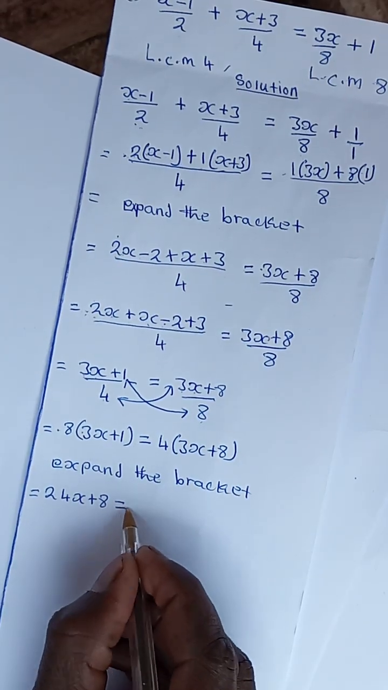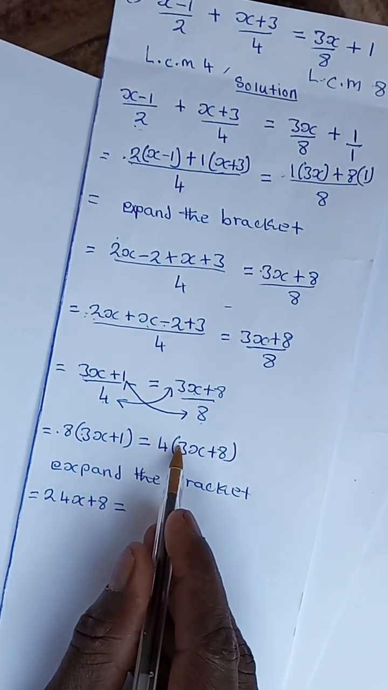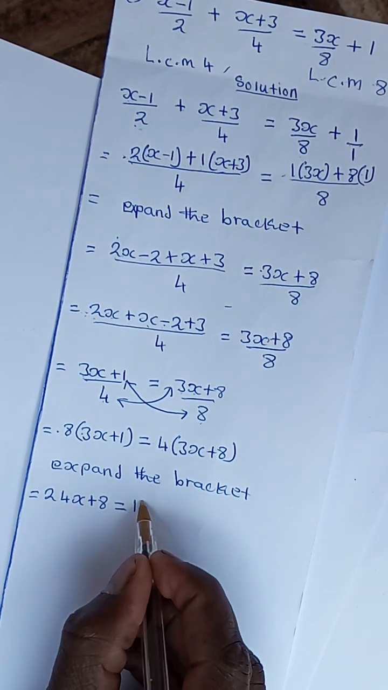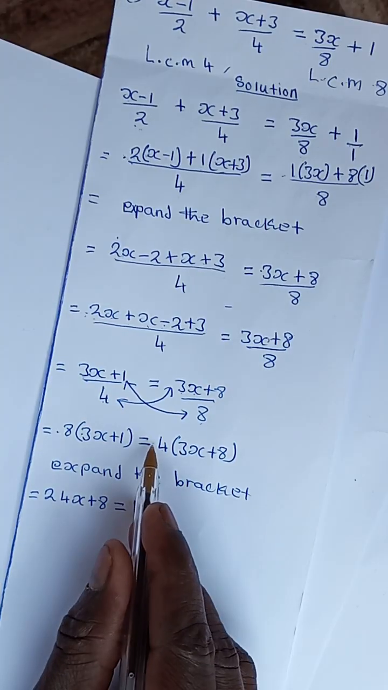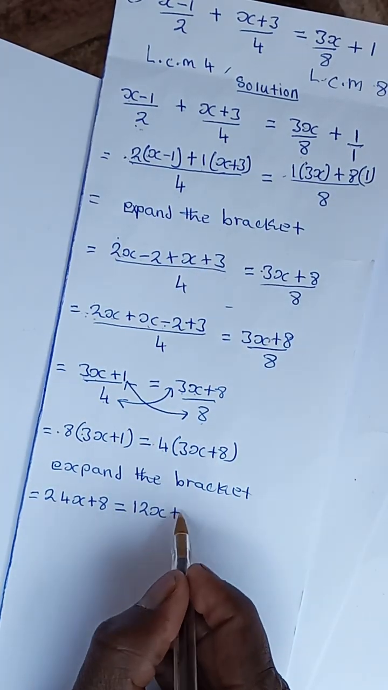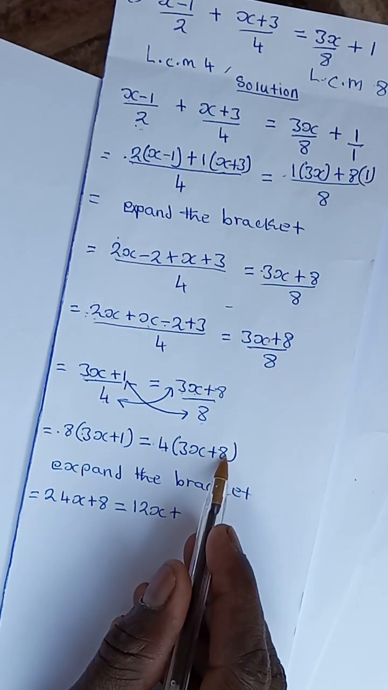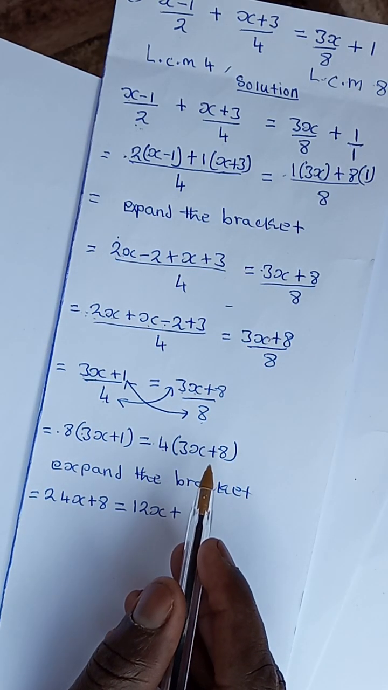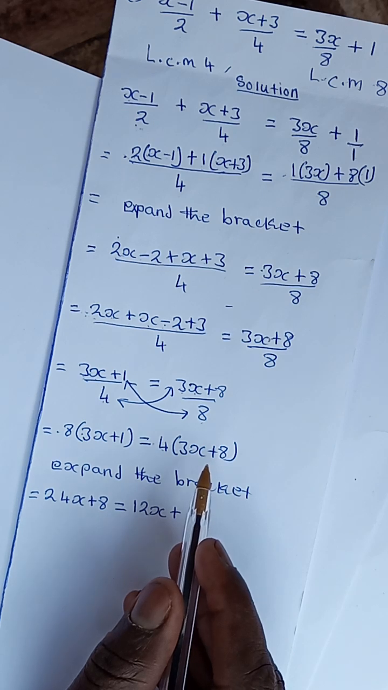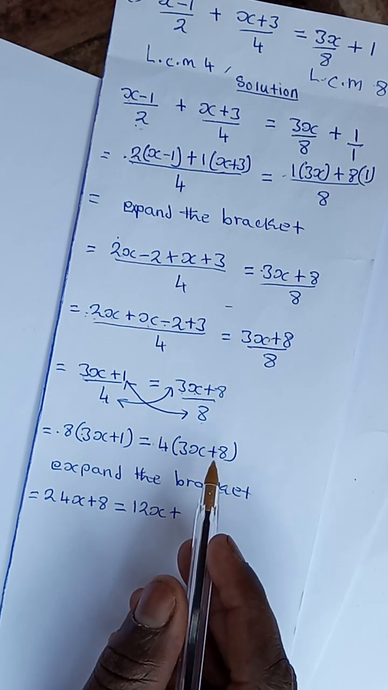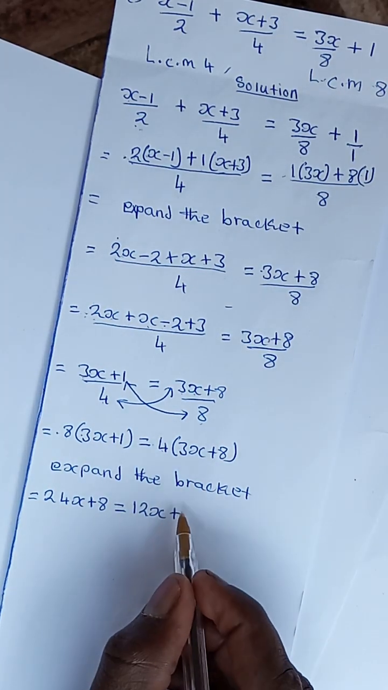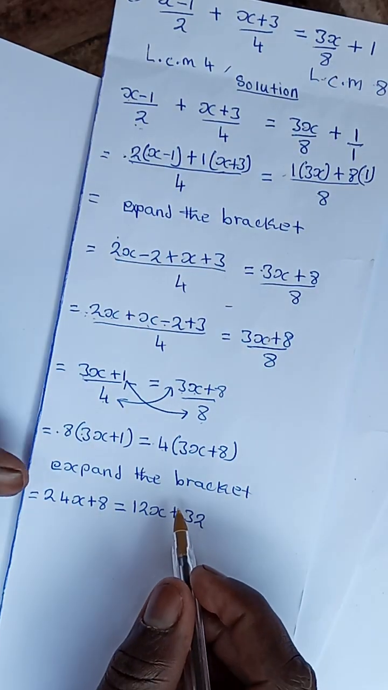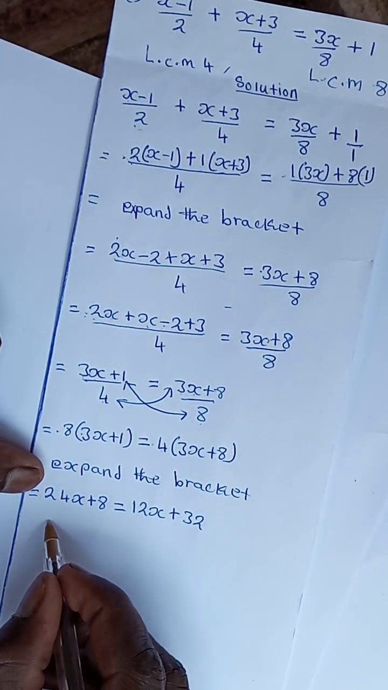Equals to sign. Plus times plus is plus. 4 times 3x, we are going to have 12x. Plus times plus is plus. We multiply 4 times 8. 4 times 8, you are going to have 32. Now our next step, what you are going to do, we collect like terms.